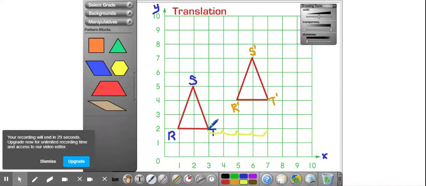And then let's identify how many spaces it moved up on the y-axis. 1, 2. So we can say that our x-coordinate of the vertices increased by 4, and the y-coordinates of the vertices increased by 2. So that it increased because down here the numbers are increasing. So we say it increased by 4 and increased by 2.